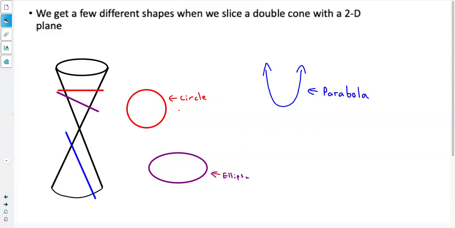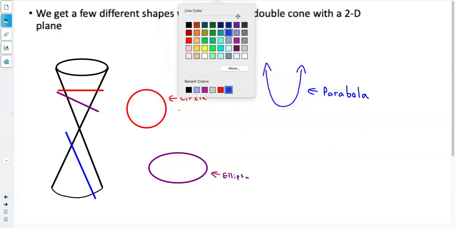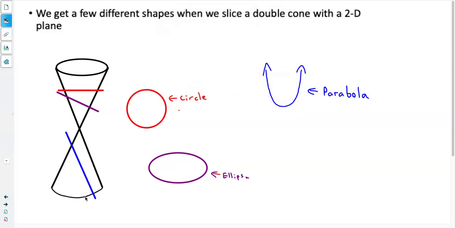And the last thing we end up with is if we were to cut it vertically, something like this, we end up with something known as a hyperbola. If you cut it that way, we'd end up with what essentially looks like two parabolas opening in opposite directions.